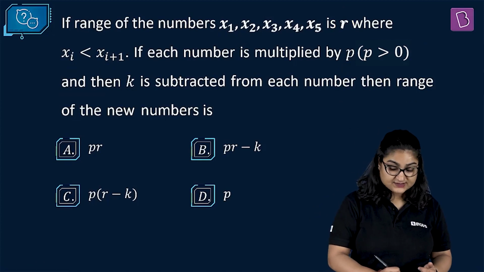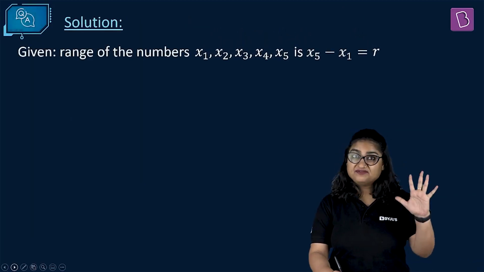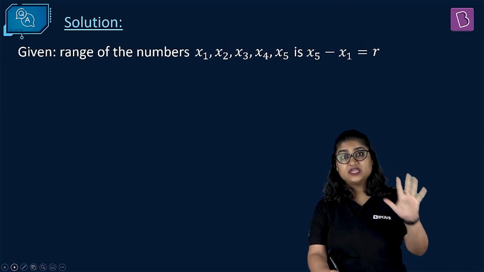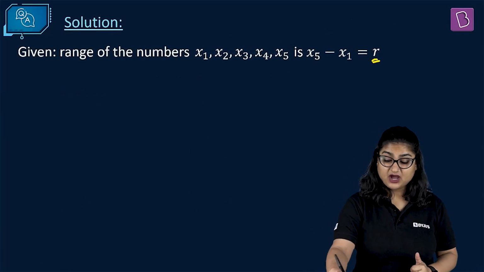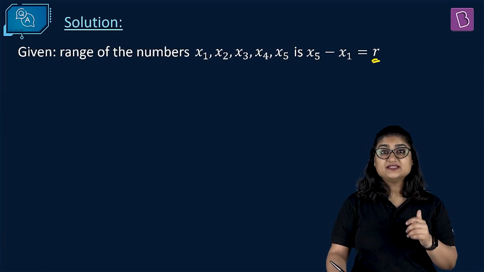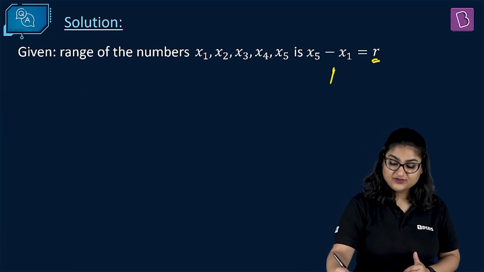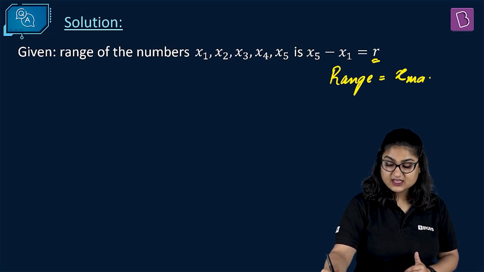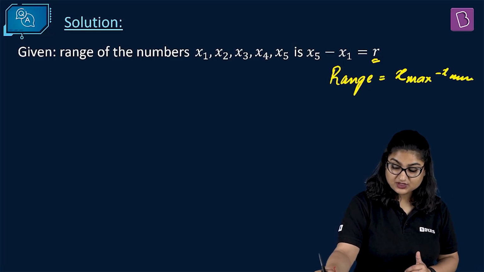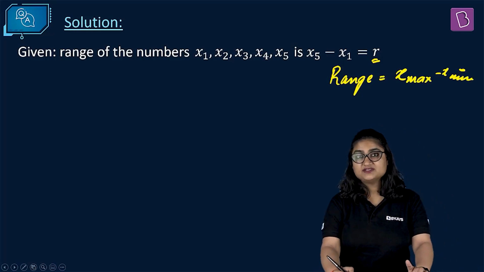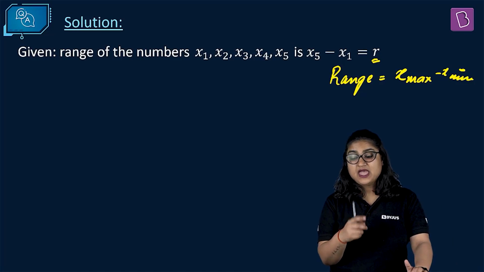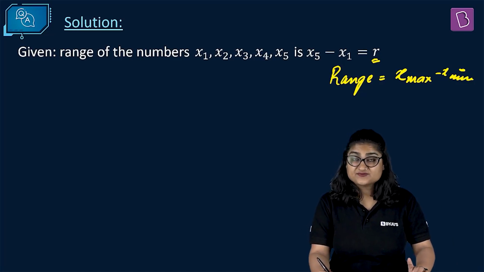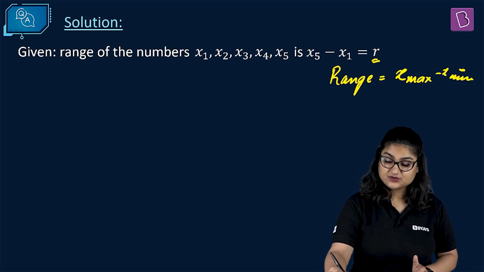So there are 5 numbers x1, x2, x3, x4, x5. The range of these 5 numbers is equal to R. That means x5 minus x1 is equal to R. Now we all know that range is defined as x max minus x minimum. So what was the maximum value of these numbers? x5 was the maximum and x1 was the minimum. So range is equal to x5 minus x1, which is equal to R.